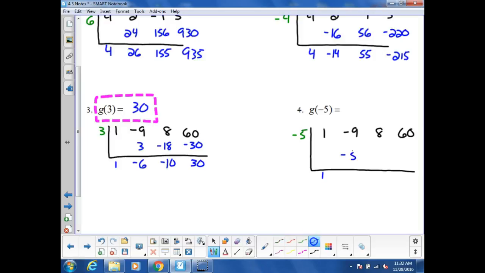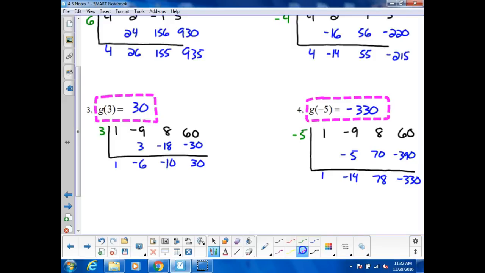One, negative 5, negative 14, 70, 78, 390, negative 330. Yes?